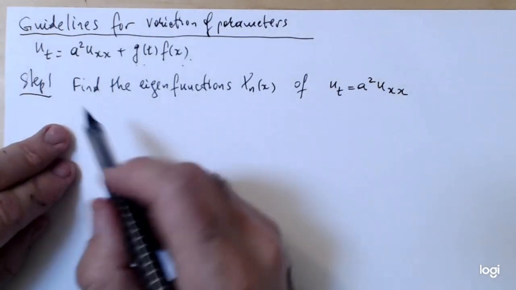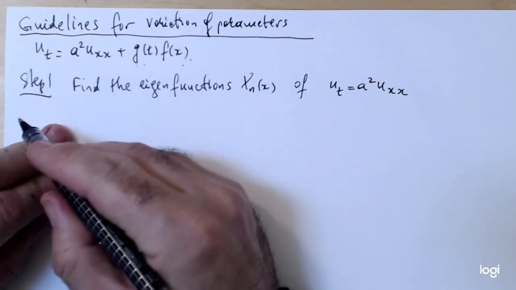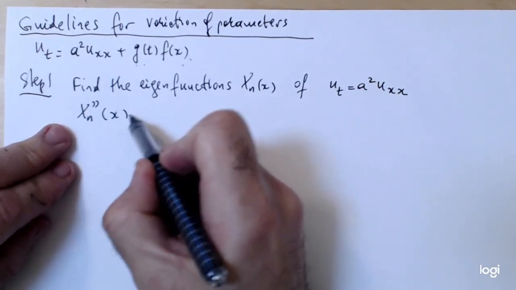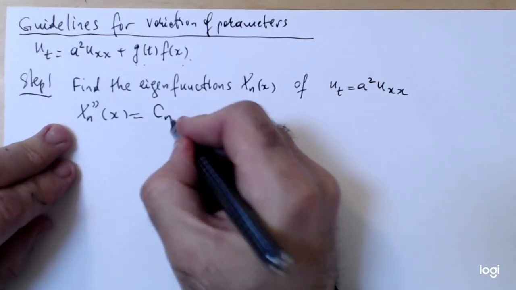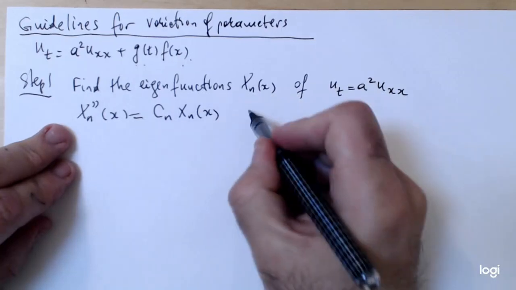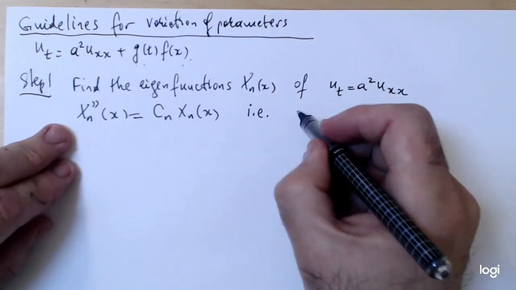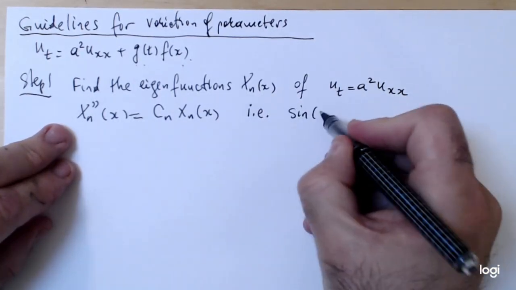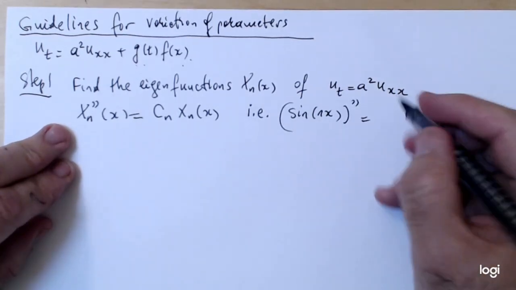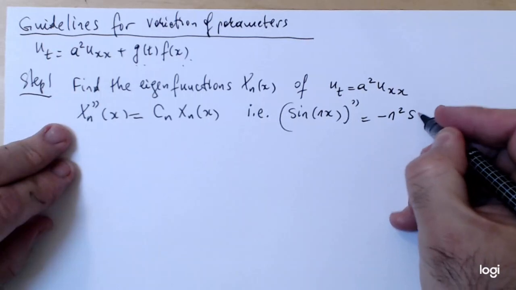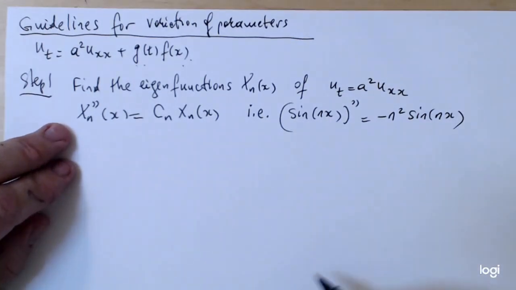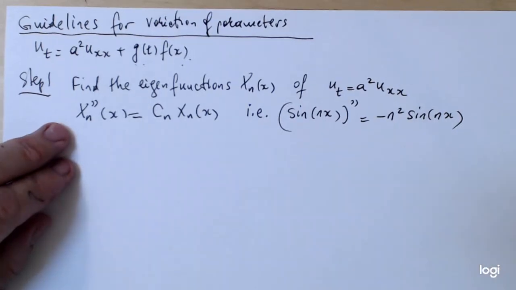And one main property that needs to happen, which it happened in the previous case, is that when you take the double derivative of those eigenfunctions, you should end up with some constant, which may depend on n, times the same eigenfunction. So remember from the previous example, when we took the derivative of sine of nx twice, we ended up with minus n squared sine of nx. So that's one essential property that needs to happen.